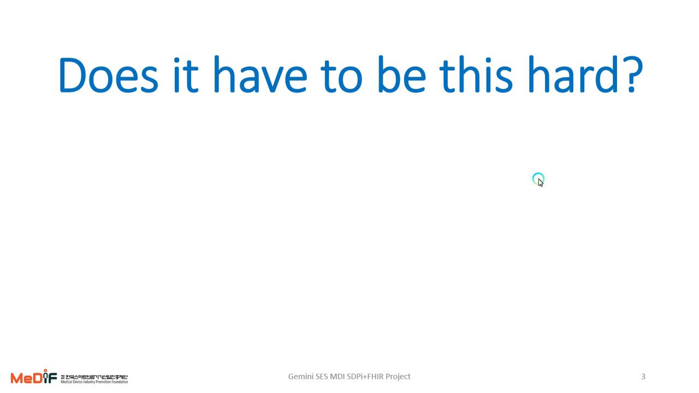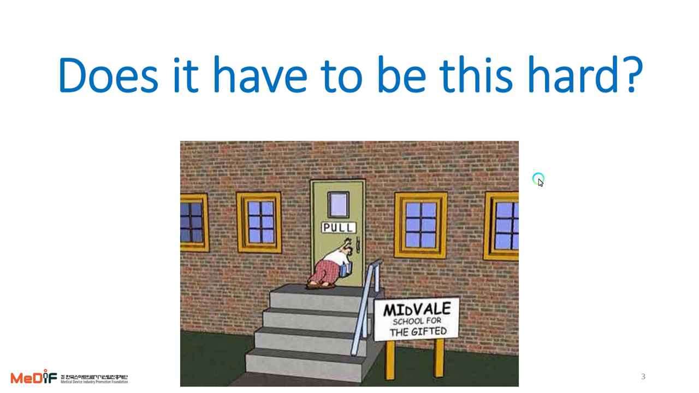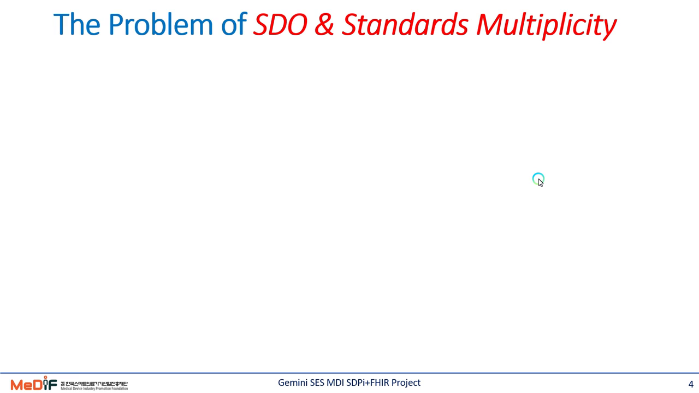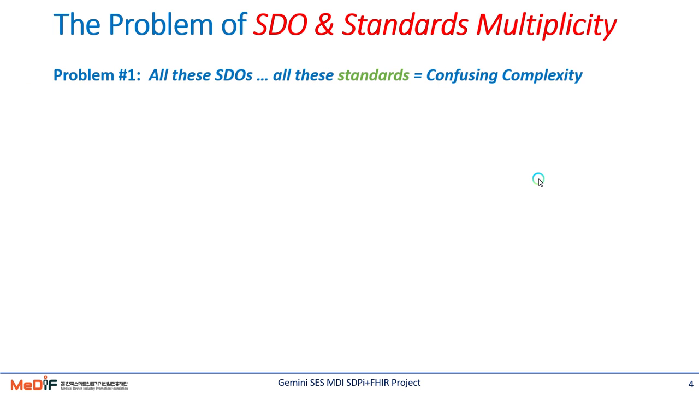So does it have to be this hard? With all these standards and all these organizations and all this stuff, does it have to be this hard? This is a cartoon that reminds me of myself. How often I'm trying to solve a problem and I don't read the obvious signs. So hopefully by the time we're done in this discussion here, you'll say, oh yeah, actually, I think that it would work. That would make this much more easy. So the problem of multiplicity, multiple standards development organizations and their standards, there's a lot of them.